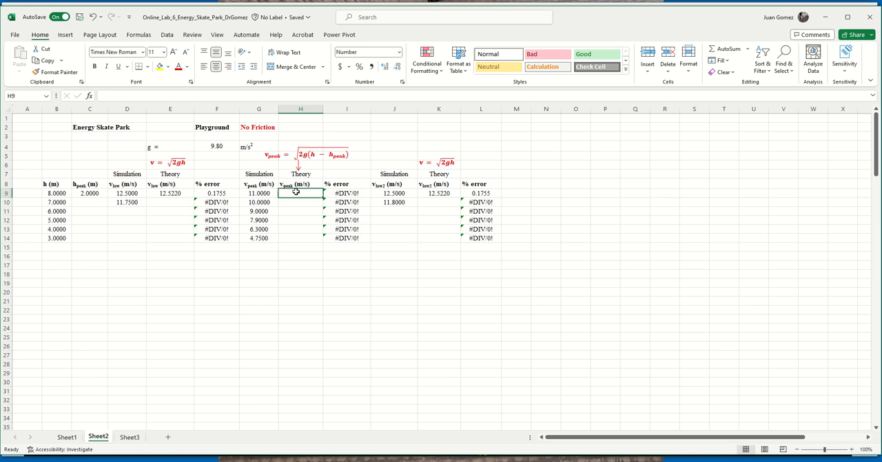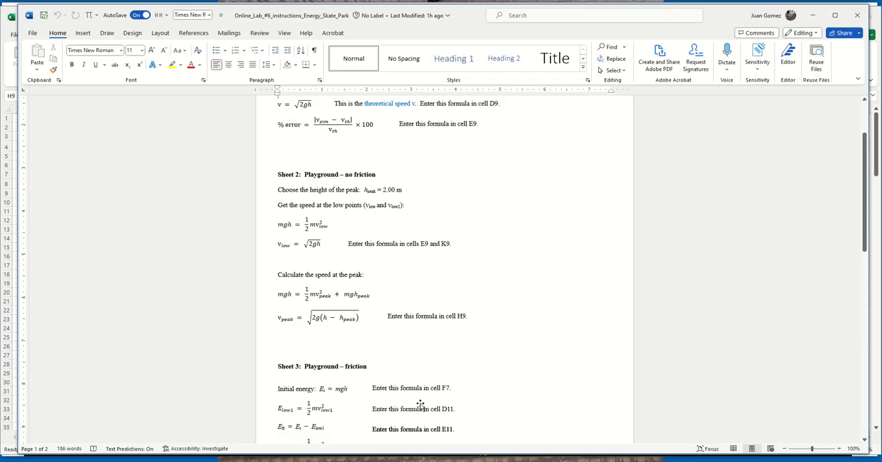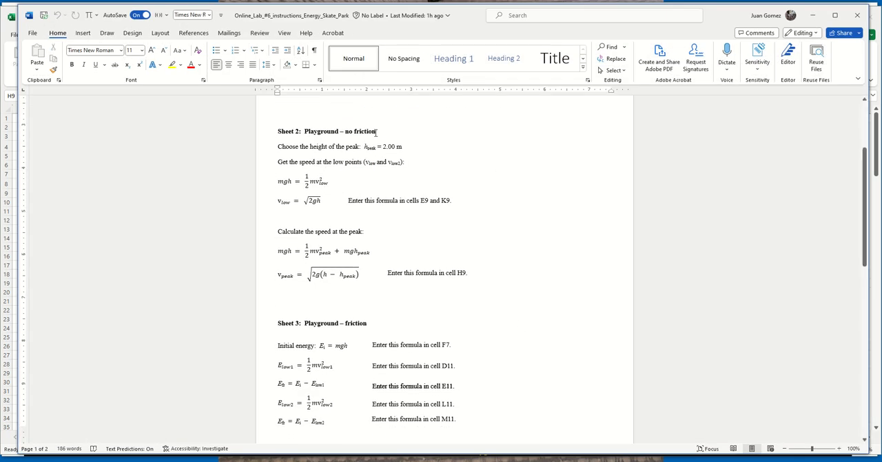Okay, now we have to go ahead and calculate the speed at the peak using the theory. Well, remember, by conservation of energy, this is sheet 2, no friction. You start off with conservation of energy, mgh equals 1/2 m... oh, I'm sorry, we're at the peak. Right here we have mgh equals 1/2 m v peak squared plus mgh peak. Because remember, his energy at the peak, he has the kinetic energy because the skateboarder is moving, but he's at a height above the ground, so he has the potential energy, mgh peak.